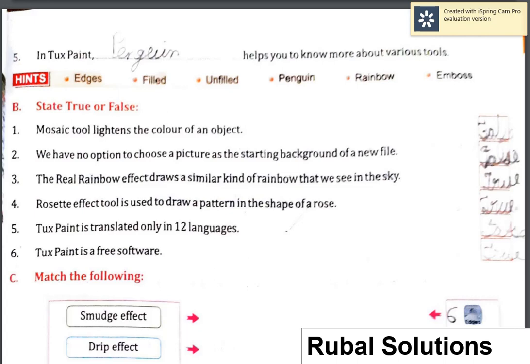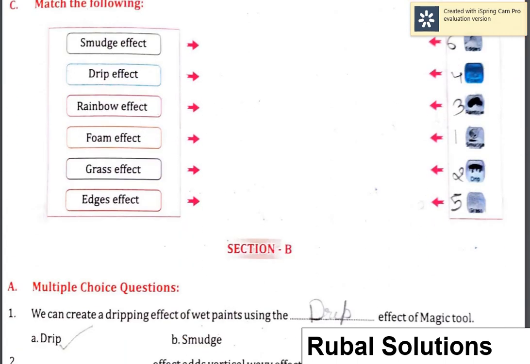Sixth, Tux Paint is free software. True. Now comes match the following. The smudge tool is this. Number 1 is written here. Drift effect is this. 2 is written here. Rainbow effect is this. Foam effect is this. Grass effect is this. You can see the mouse and the numbering is being done. Edges. This is the 6th one.